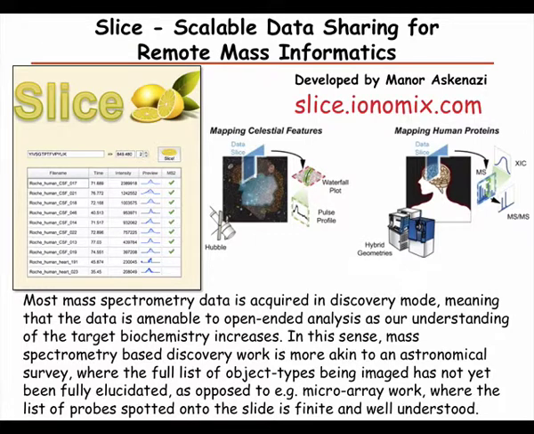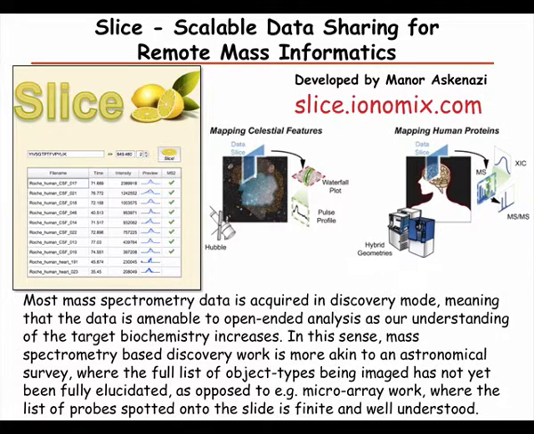Since we have this, you're starting to get an idea of the structure of the mass spec data. One of my colleagues, Manor Ashkenazi, developed a system so that one could look and explore this data over the internet. Classically, you have to install all sorts of software to look at these mass spec data, but he developed a system so you can look at it on the internet.